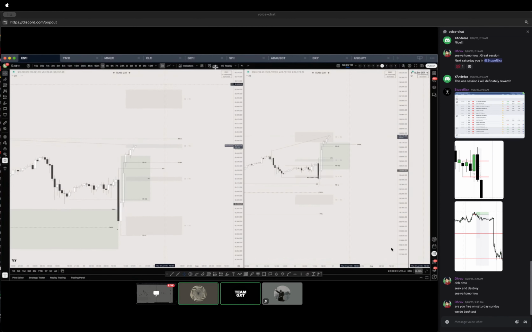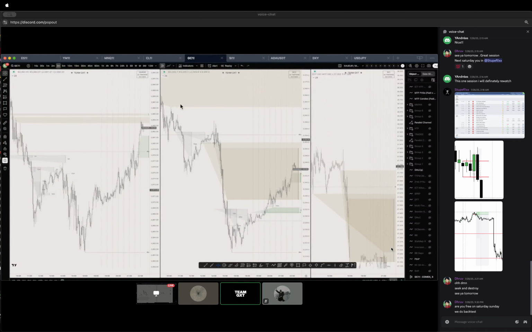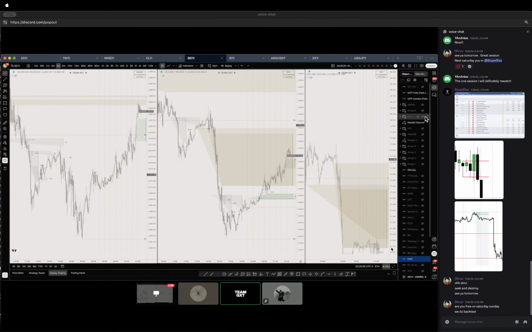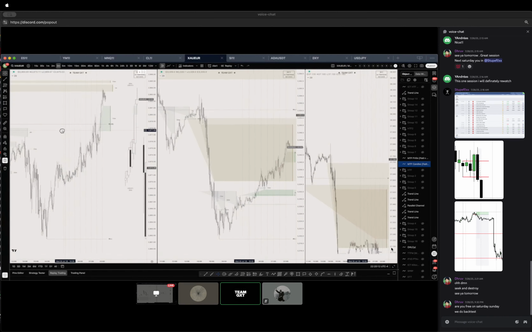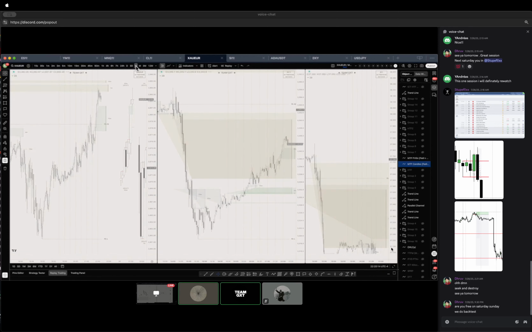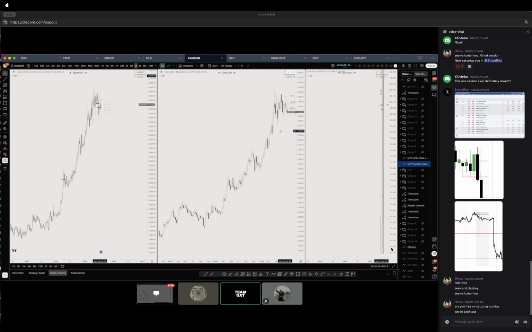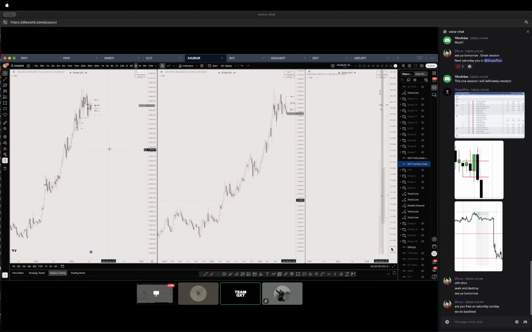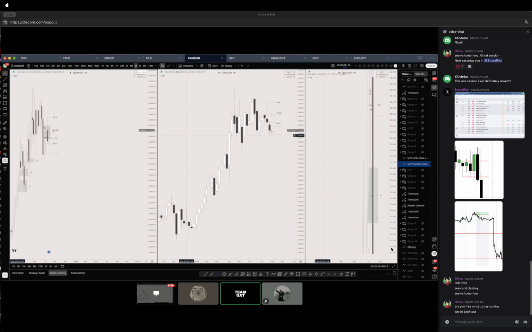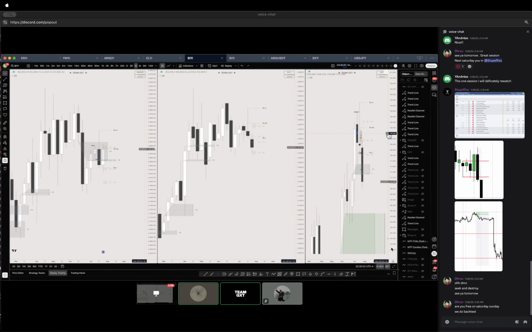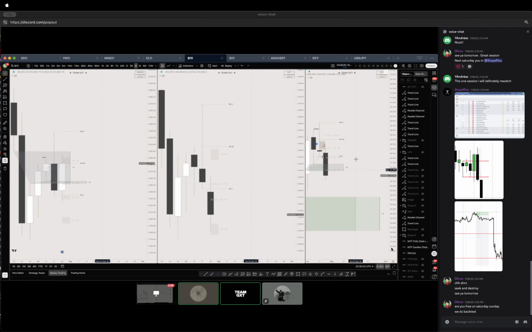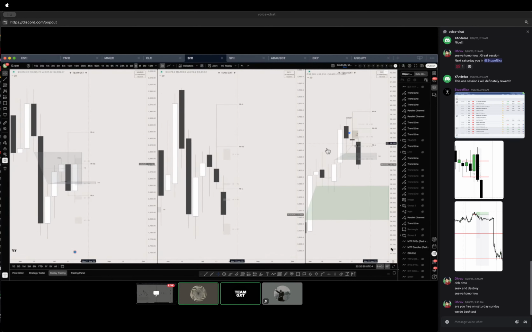All right, let's take a look at gold. Give me a moment while I clean up the mess here. Go back to the weekly. I have GC in the middle, I have gold euro on the left, and I have silver on the right.